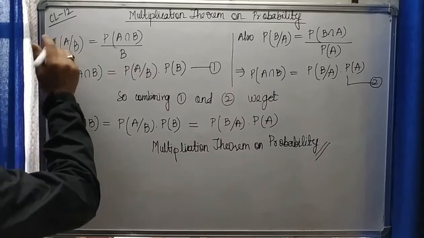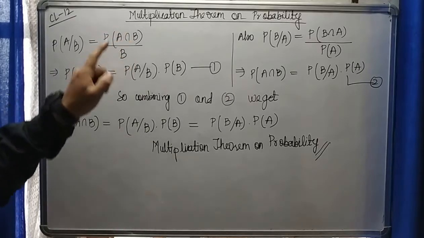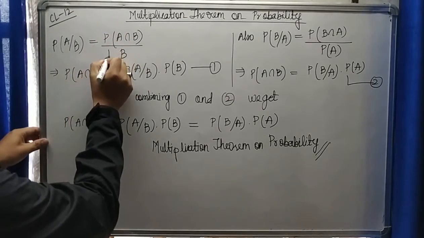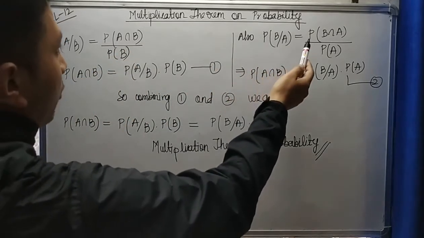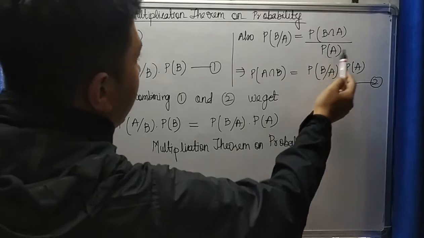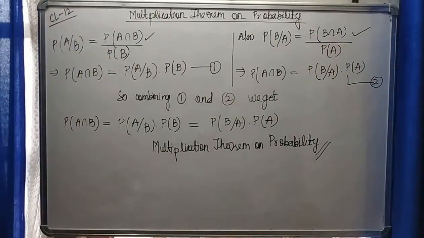Okay, we know our conditional probability A slash B is given by probability A intersection B divided by probability of B, and probability B slash A is equal to probability of B intersection A divided by probability of A. So these two formulas we have done in the previous exercise 10.2, which was conditional probability.